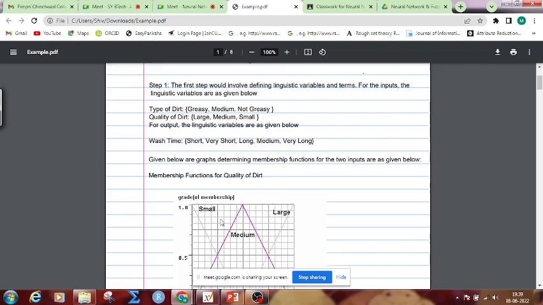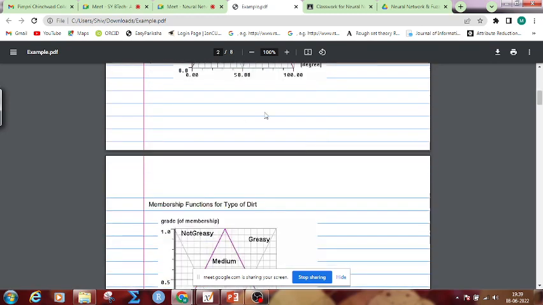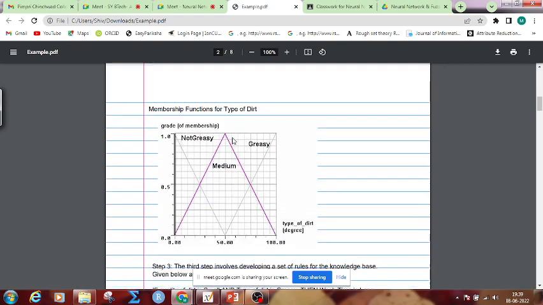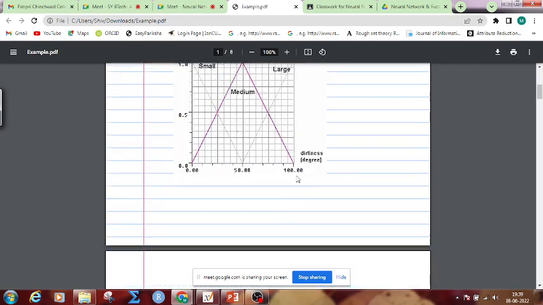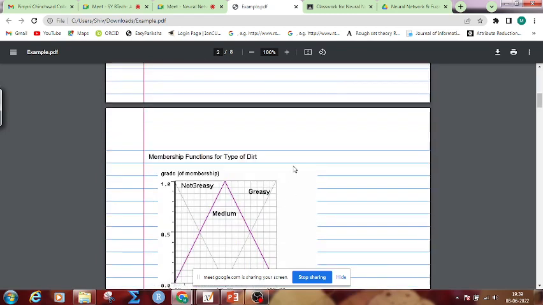If you are observing this graphical representation, it is given for the first input, that is quality of dirt. X1 I am saying for convenience only. This is the second input, that is type of dirt. Again this fuzzy representation for the classes not greasy, medium and greasy is given here. Both of them are given in terms of percentage, 0 to 100. The output fuzzy representation is also given to us, but I have considered it here at the end.